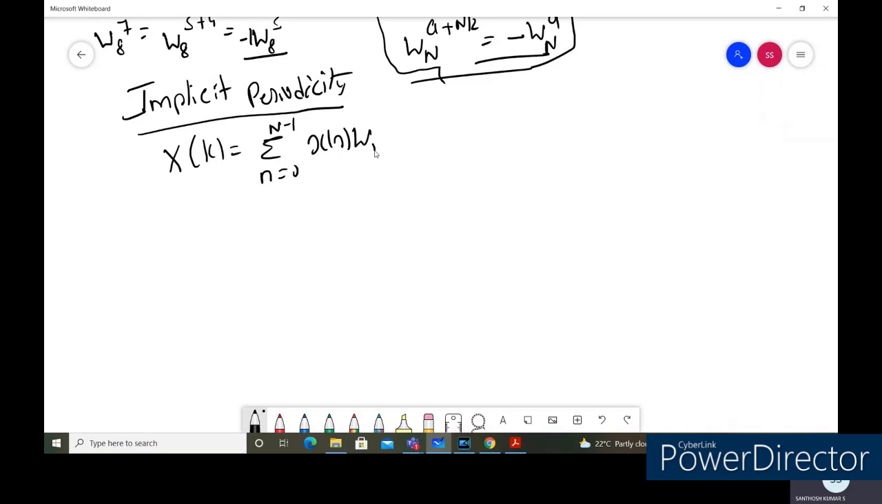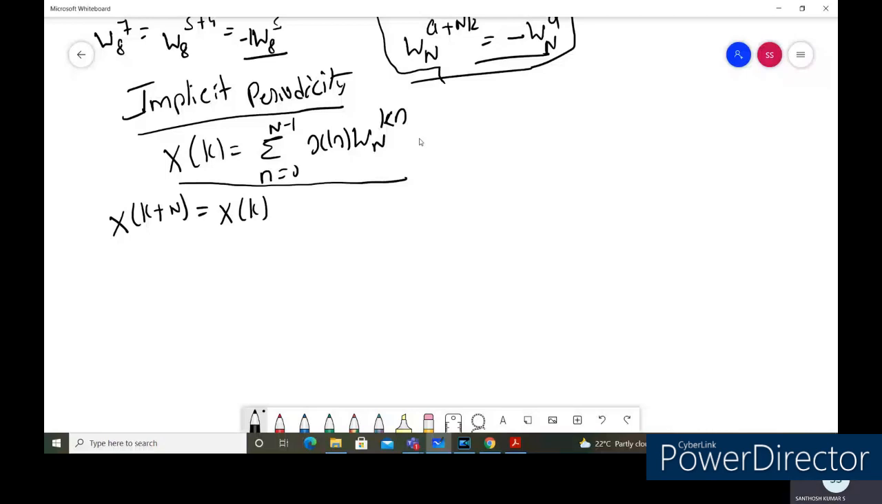This is the formula for the DFT. Since I want x of k plus n, we can replace k by k plus n in equation 1. So x of k plus n becomes the summation of x of n into omega n to the power of, in place of k, k plus n.